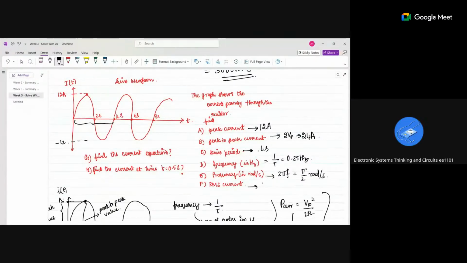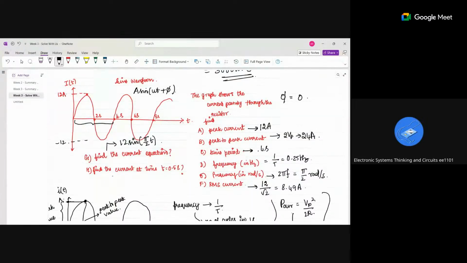RMS current? 12 by root 2, which is 6 root 2. I'll take it as 8.49 ampere. Now tell me the current equation. What is the phase? 0. So the current equation will be 12 sine omega t, that is 12 sine of pi by 2 t.